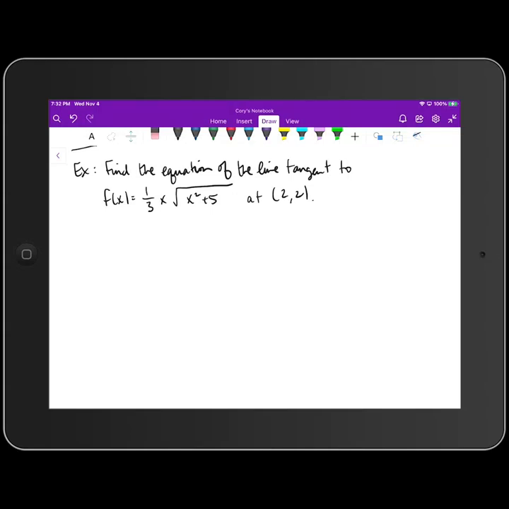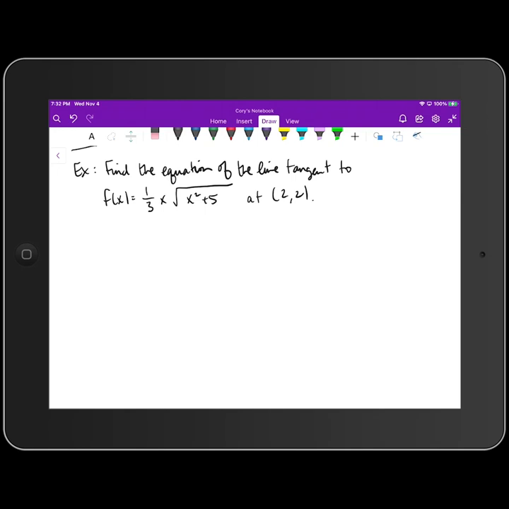All right, so we've got two examples left to do to finish up our lesson on chain rule. So the first one, directions say to find the equation of the line tangent to f of x equal to 1/3 times x times the square root of x squared plus 5 at the point (2, 2).